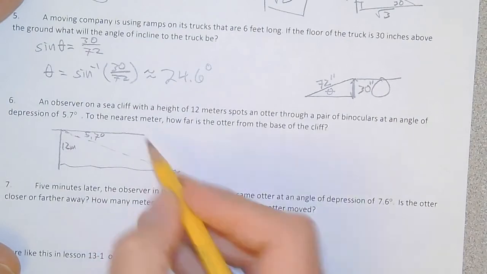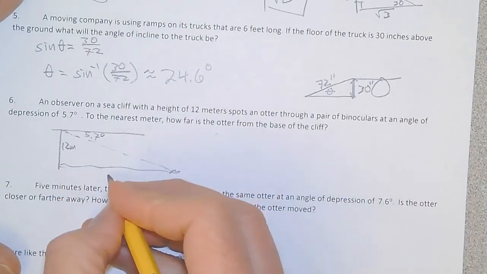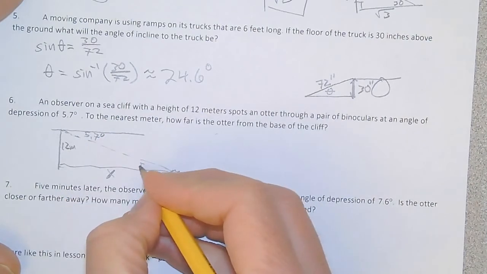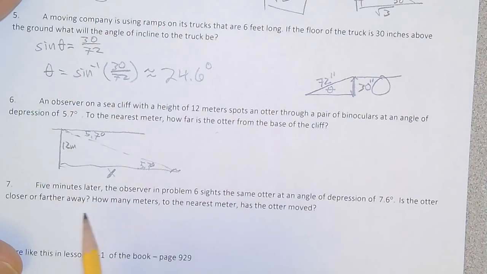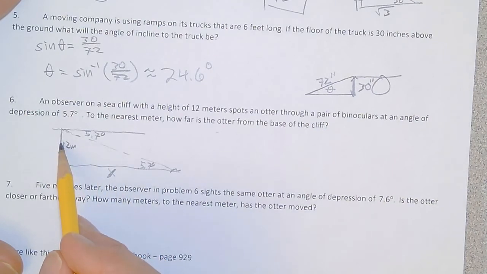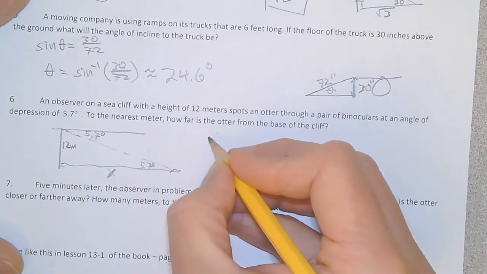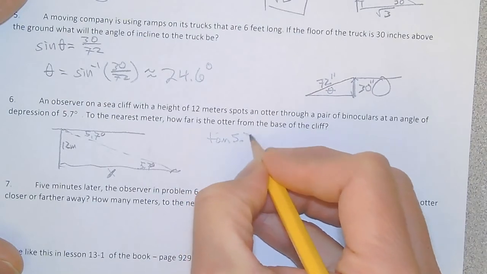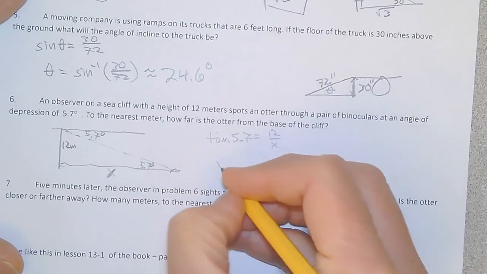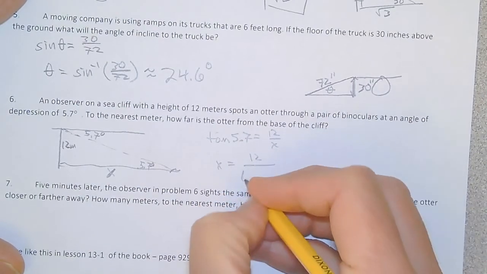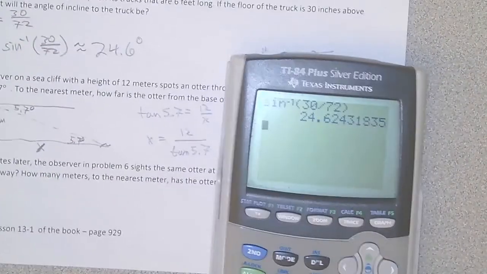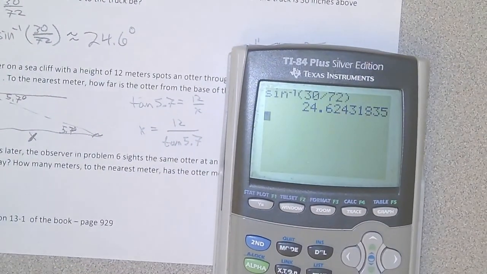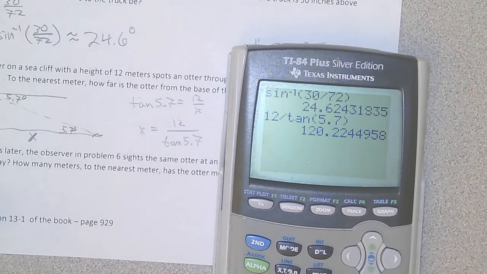This is 12 meters. How far from the base of the cliff is the otter? So we're trying to find this. If that's 5.7, then the otter's angle of elevation, looking back at the observer on the cliff, is also 5.7 degrees. And the opposite is the 12 meters. We want to know the adjacent, so we must be using tangent. So the tangent of 5.7 is 12 over x, or x is equal to 12 divided by the tangent of 5.7. We're expecting a number much bigger than 12 on this. So 12 divided by the tangent of 5.7 is about 120 meters.